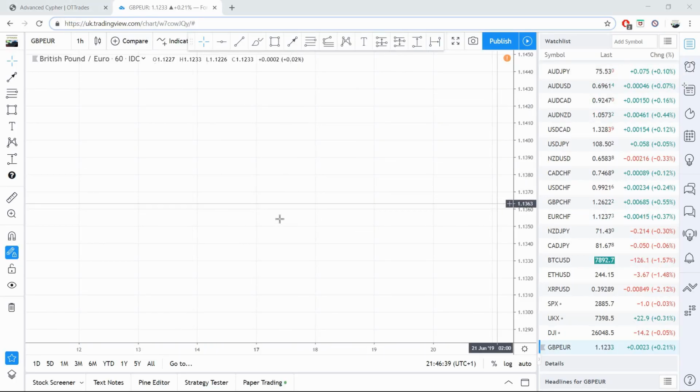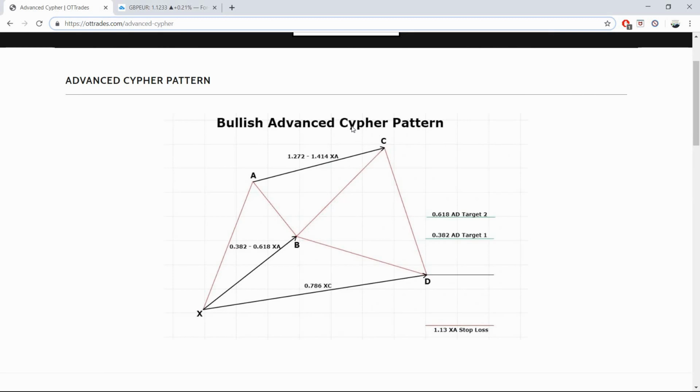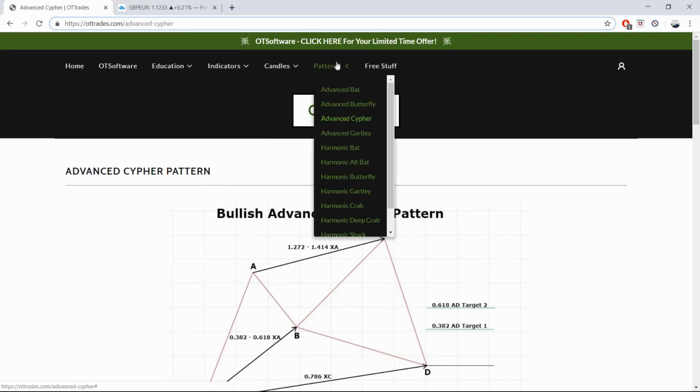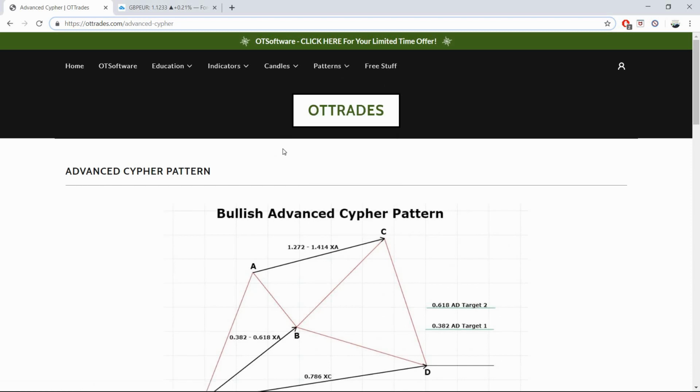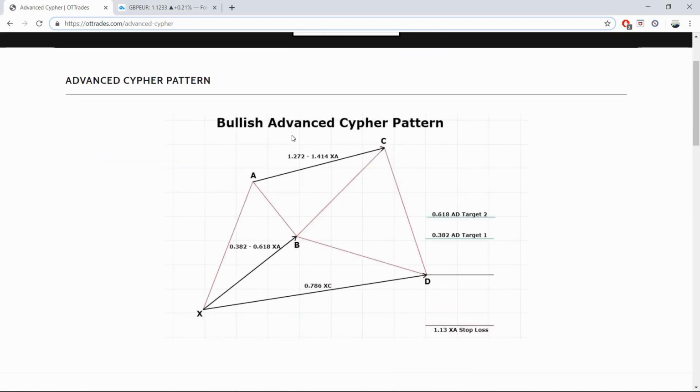Purpose of today's video, we're going to run through the advanced Cypher pattern. So if you go to my website, ottrades.com, at the top tab here, click on advanced patterns, advanced Cypher, third one down here. We've also got the harmonic patterns here. But for today, we're going to run through the advanced Cypher pattern.